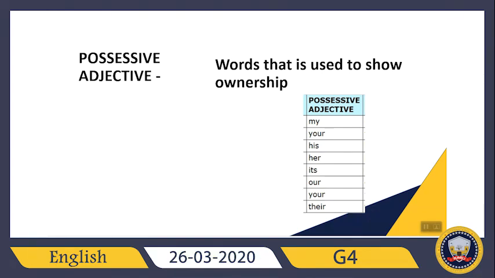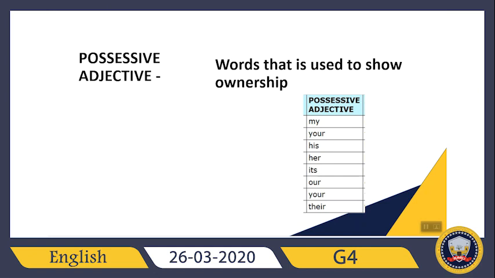Possessive adjectives are words that are used to show ownership. It is used to show what? Ownership. That bag is mine. That is my mother coming. It shows what? That is your mother coming. It shows that it is my mother. That pen is mine.